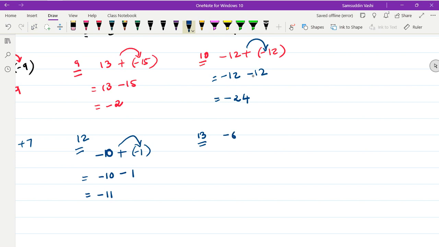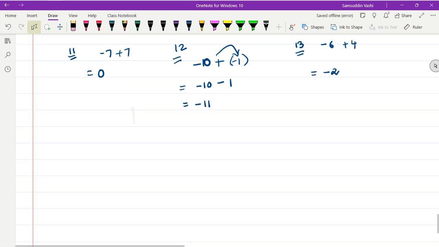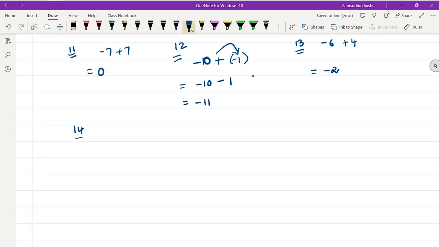Okay. 13, borrowed 6, paid back 4. What is my final situation? I'm in debt, still in debt of 2. Fine, 13. Then 14. That is 14 minus 12 plus 15. So borrow 12, paid back 15. So I'm positive 3.